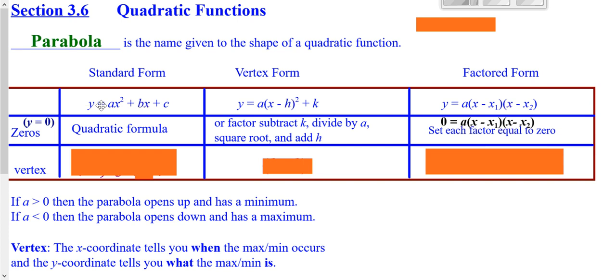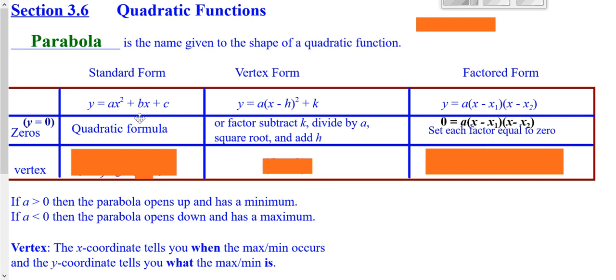It could be written in standard form, so no parentheses. A is what's in front of your squared term, B is what's in front of your term to the first power, C is the one that's all by itself. And we are somewhat familiar with that from using the quadratic formula. So if you did want to find your zeros, you'd want to use your quadratic formula. Once again, your zeros are when your y value is 0.